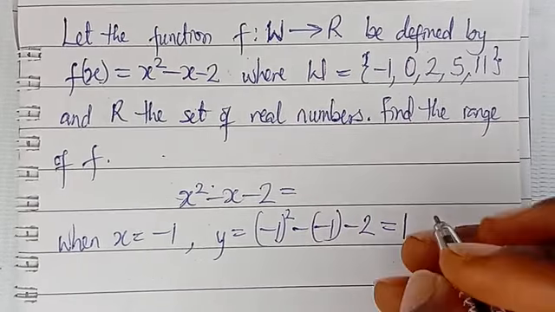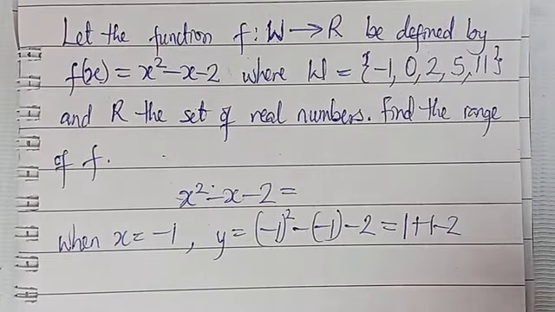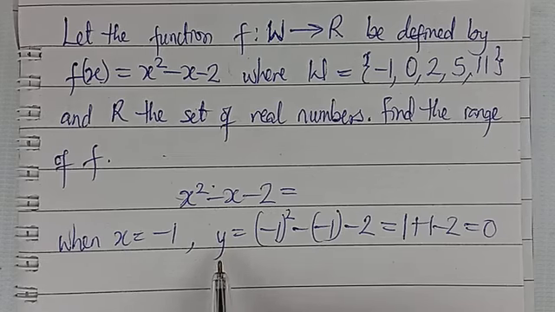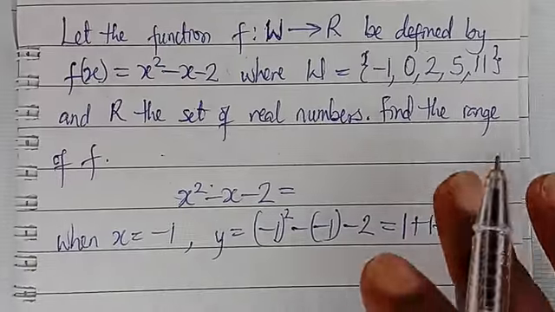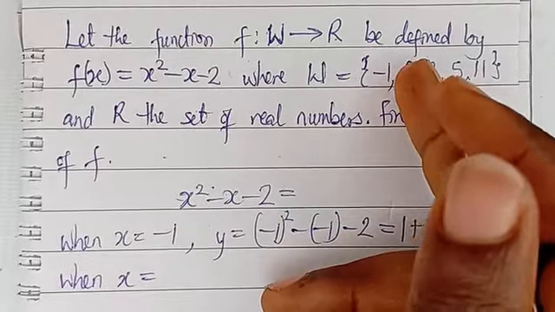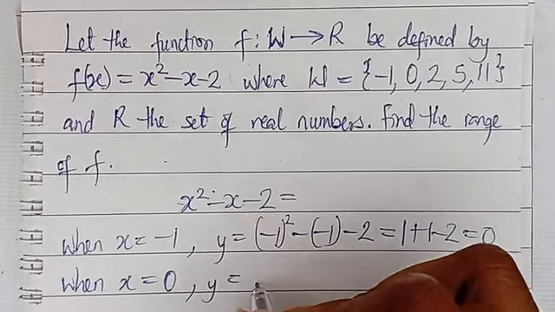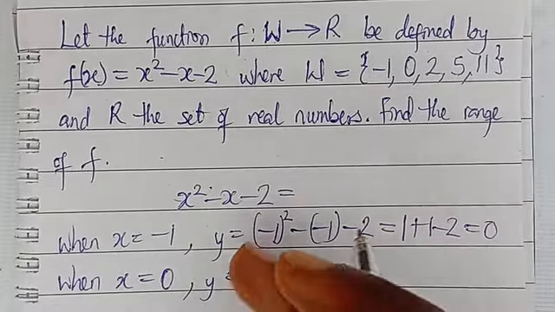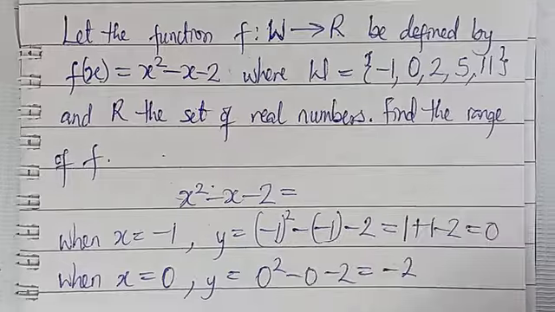Minus 1 squared is 1. Minus minus 1 is plus 1, minus 2. 1 plus 1 is 2. 2 minus 2 is equal to 0. So we can see that when x is equal to minus 1, y was equal to 0, or the codomain was equal to 0. When x is equal to 0, we have that y is equal to 0 squared minus 0 minus 2, equal to 0 squared is 0, minus 0 is 0, then minus 2 is equal to minus 2.